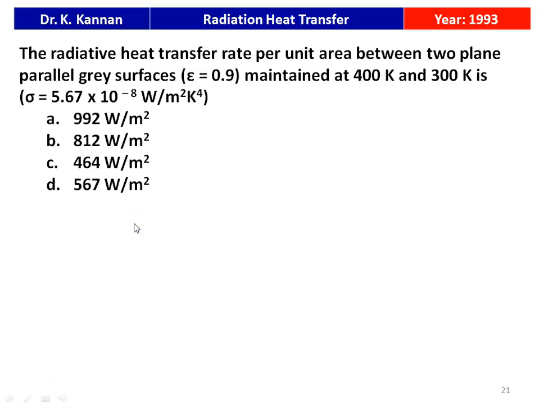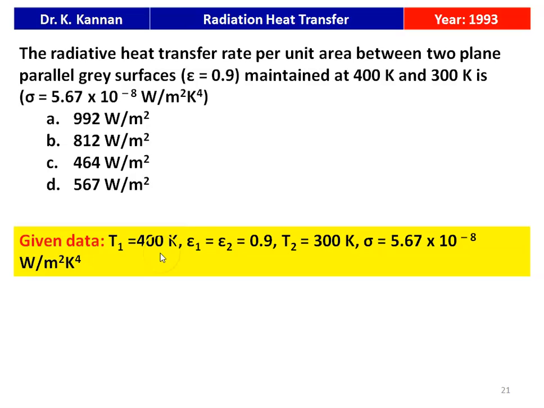The next question from the 1993 question paper: the radiative heat transfer rate per unit area between two plane parallel gray surfaces of emissivity 0.9, maintained at 400 Kelvin and 300 Kelvin, is... We have 4 answers, and sigma, the Stefan Boltzmann constant, is 5.67 × 10⁻⁸ watts per meter square Kelvin to the power 4. We have to calculate the radiative heat transfer between the planes.